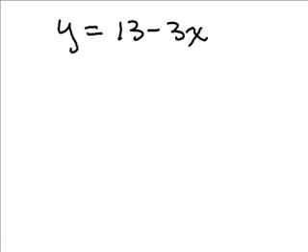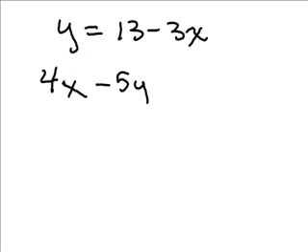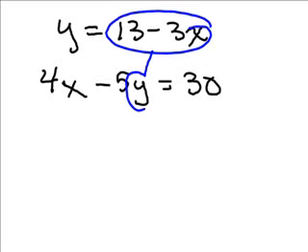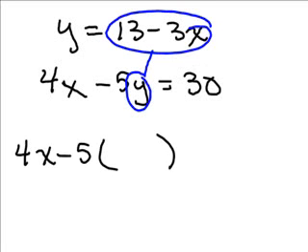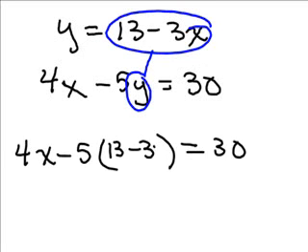and the other equation remains 4x minus 5y equal to 30. So what I'm going to do is I'm going to substitute this expression into the second equation where I see the y. Doing that, I have 4x minus 5 times y. And I like to always use parentheses because you often have to distribute, as you will have to in this example. And those parentheses remind me that I need to do that.